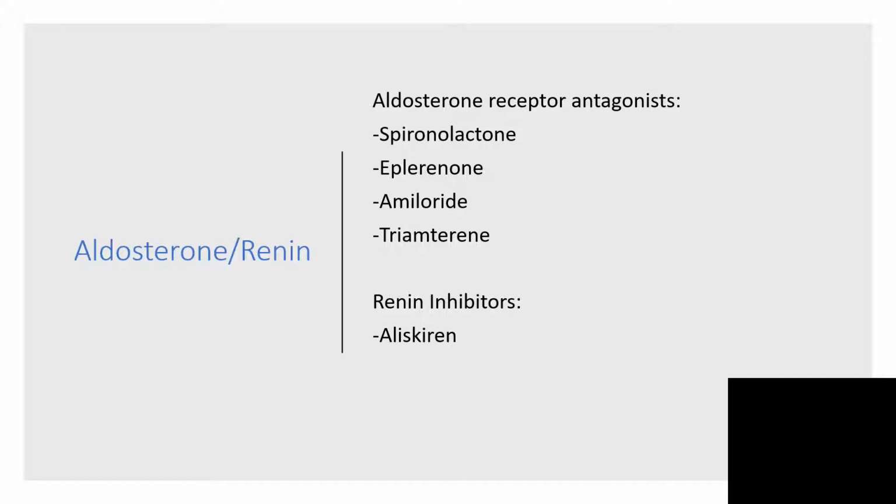Aldosterone and renin antagonists. The aldosterone antagonists are spironolactone, eplerenone, amiloride, triamterene. They can increase the level of potassium. So when you're using them, you watch the potassium level, or else you treat the patient to hyperkalemia. Renin inhibitors, like the name says, inhibit renin. Aliskiren is the example here.